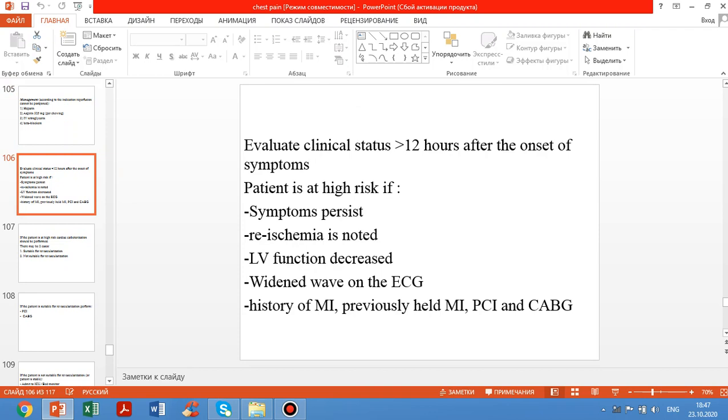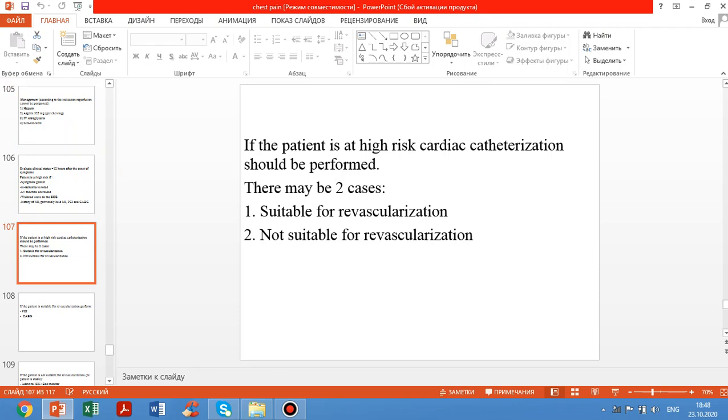Patient is at high risk if symptoms persist, ischemia is noted, left ventricular function is decreased, widened QRS wave on the ECG, history of myocardial infarction, previously held myocardial infarction, PCI, and coronary artery bypass grafting. If the patient is at high risk, cardiac catheterization should be performed.